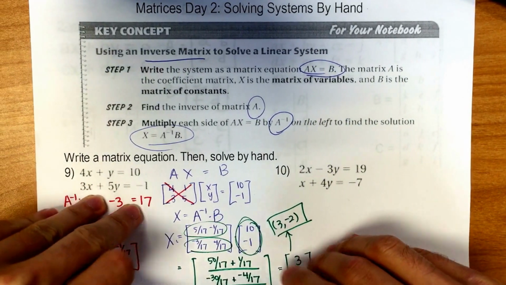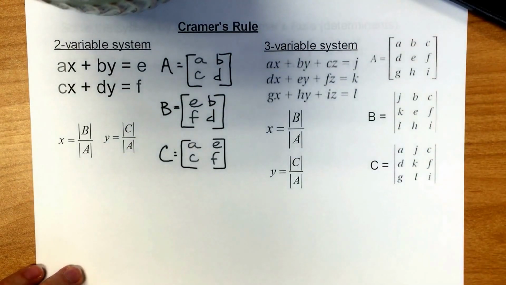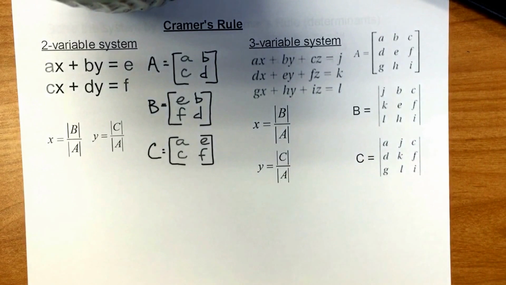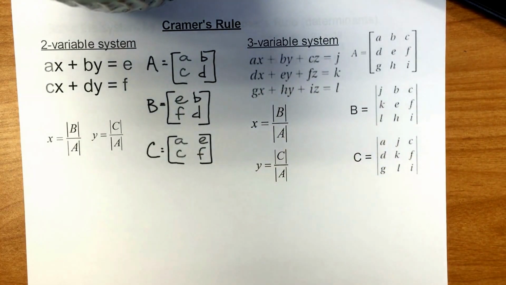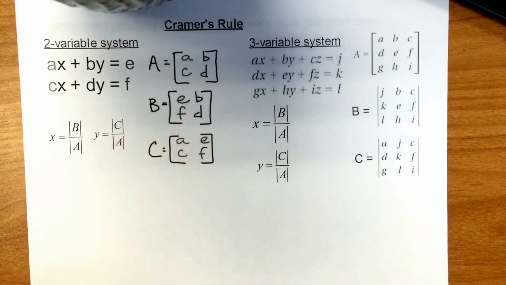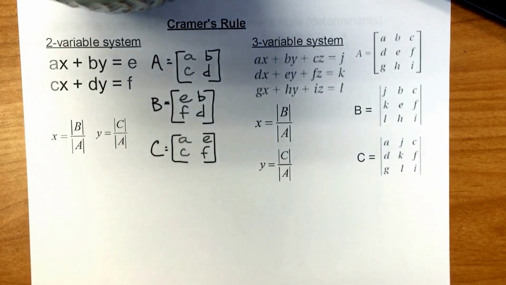The second method that we're going to talk about is using determinants. A determinant is, again, a skill that we learned in the last video. So there are two kinds of systems that we're going to solve using this method. We are going to solve a 2-variable system and a 3-variable system. The 2-variable is very straightforward. So here's how we're going to do this.